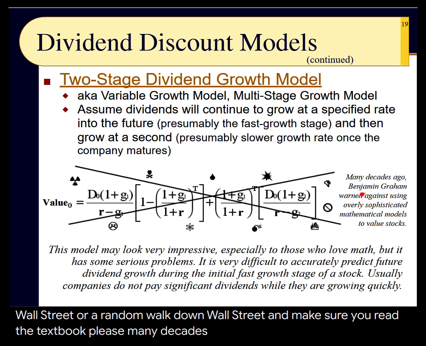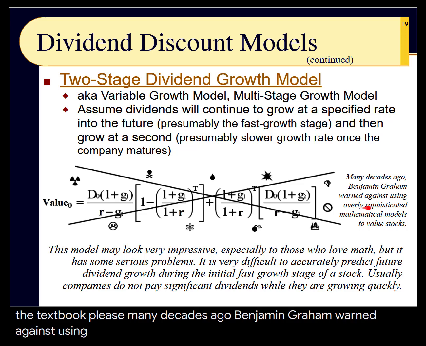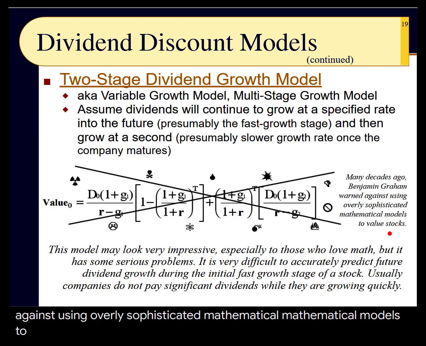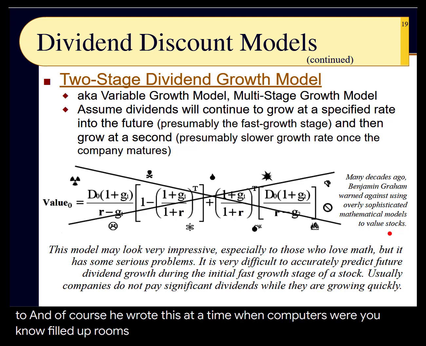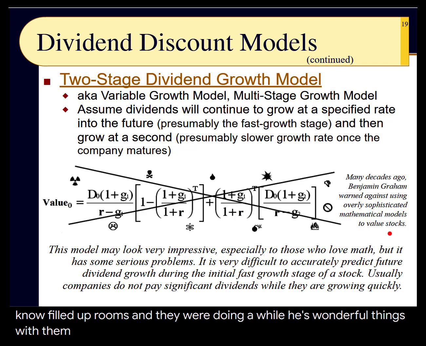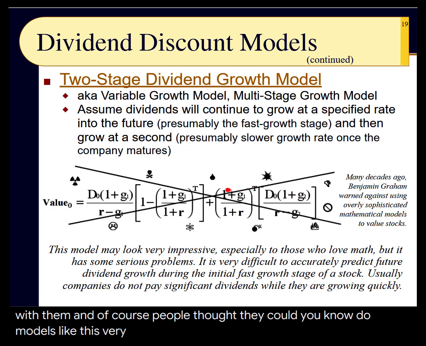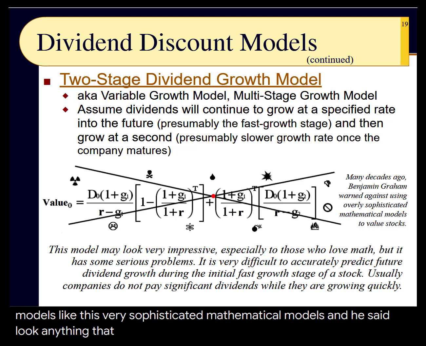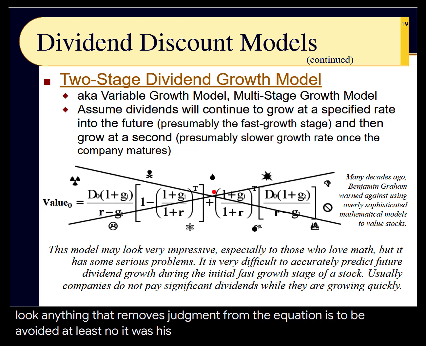Many decades ago, Benjamin Graham warned against using overly sophisticated mathematical models to value stocks. Of course, he wrote this at a time when computers filled up rooms and they were doing all these wonderful things with them. People thought they could do very sophisticated mathematical models like this. And he said, look, anything that removes judgment from the equation is to be avoided. At least, it was his belief, and who am I to argue with Benjamin Graham?